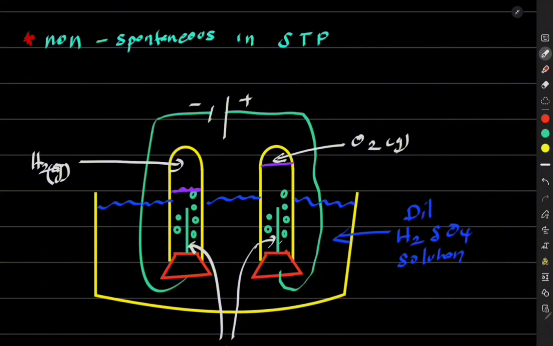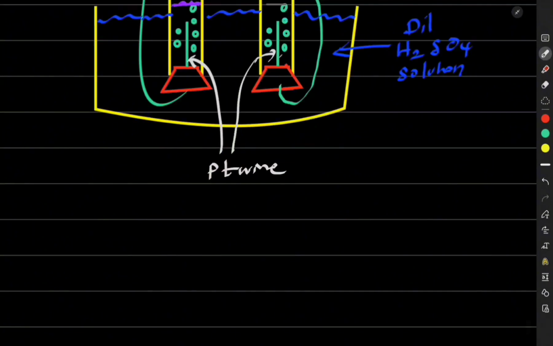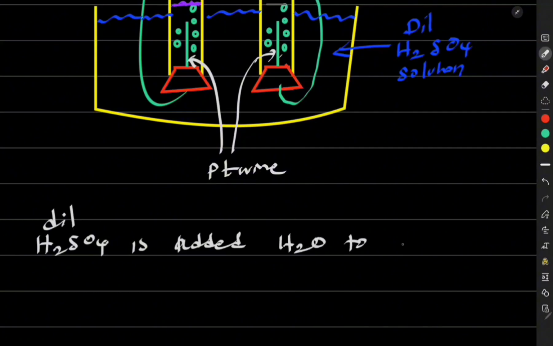The main ionic species of pure water are H+ ions and OH- ions. The dilute H2SO4 is added to water to enrich H+ in the solution. When H2SO4 is added, the H+ concentration will increase. Increasing H+ concentration facilitates conduction of electricity. Let's note it down: diluted H2SO4 is added to H2O to increase H+ ions.